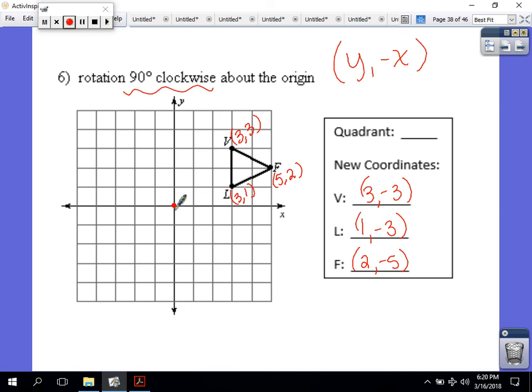So here's my 0, 0. So I'm going to go right 3, 1, 2, 3, down 3, 1, 2, 3. And that gives me V prime. For L, right 1, down 1, 2, 3. That's L prime. And the last one, right 2, 1, 2, down 1, 2, 3, 4, 5. And that's F prime. Connect my points. And there's your 90 degrees clockwise rotation. Hope you did well on that.